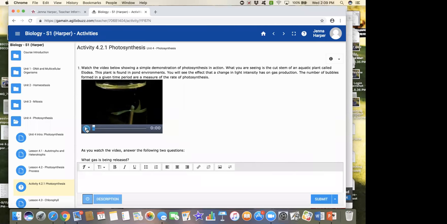So I'm not going to play this whole thing, but I'm just going to show you. So do you see the bubbles going up right now? All right, now see, it goes darker. And what happens to my bubbles? Does anyone want to say anything? Are my bubbles increasing with the light or with the dark, or decreasing with the dark?